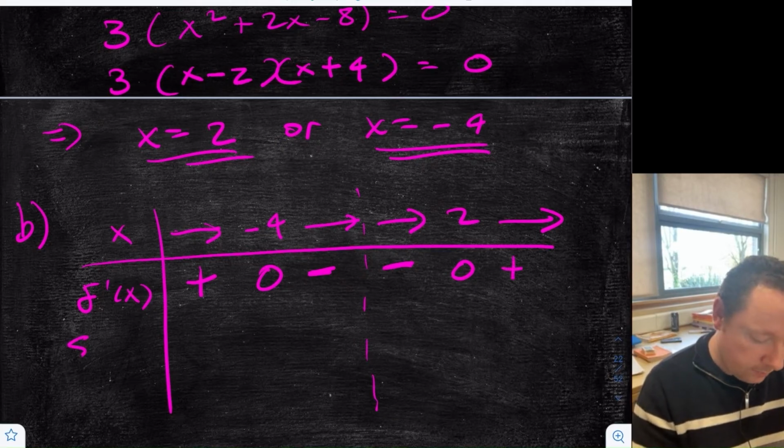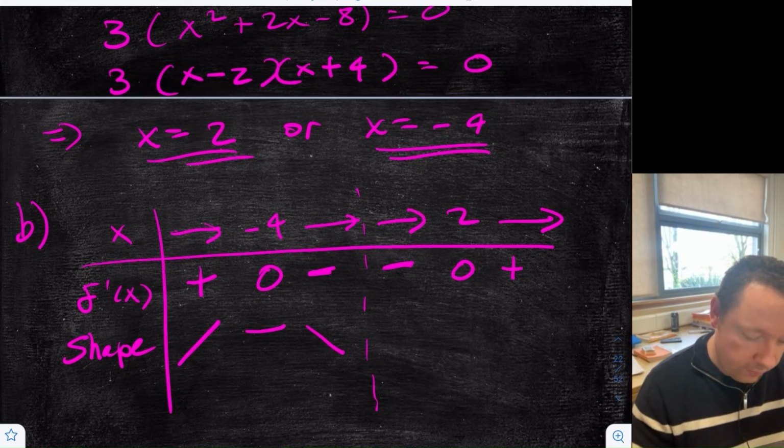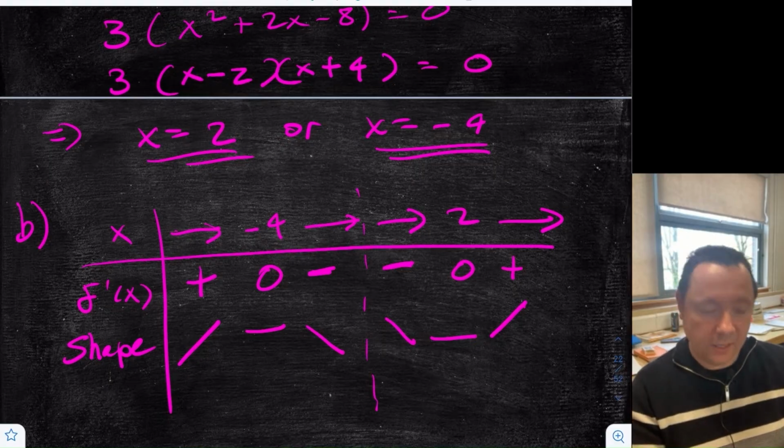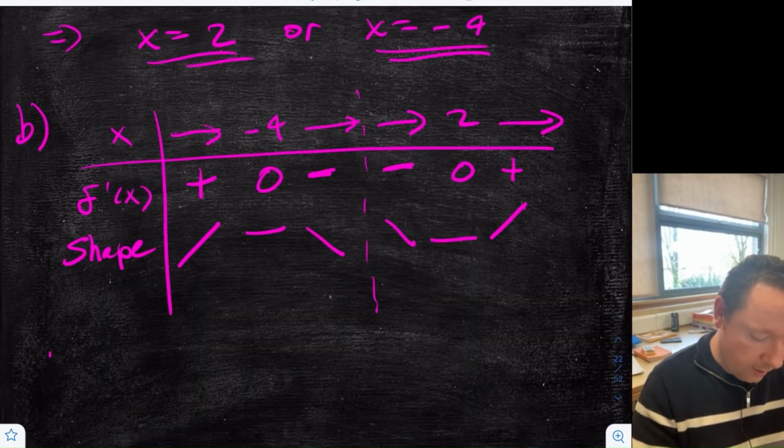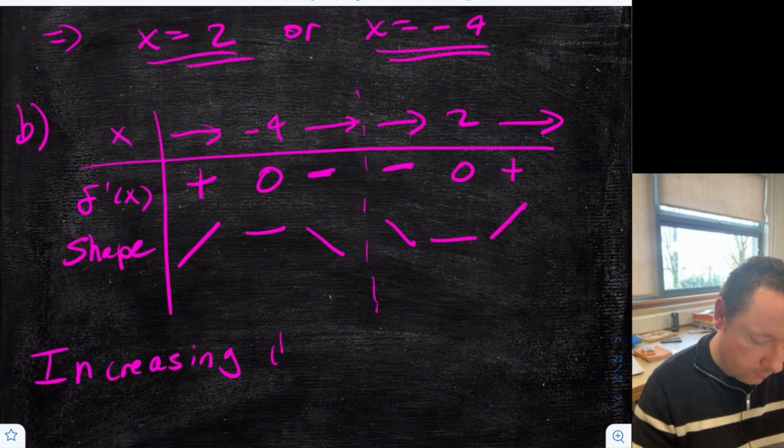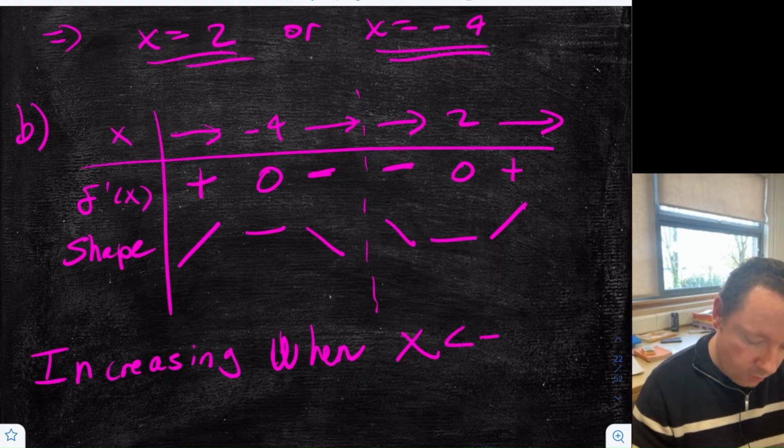So our shape is going up the way, then along the way, then down the way. And for this side, it's going down the way, along the way, then up the way. And we have to work out when it's strictly increasing. So it's increasing when x is less than minus 4 or x is greater than 2.